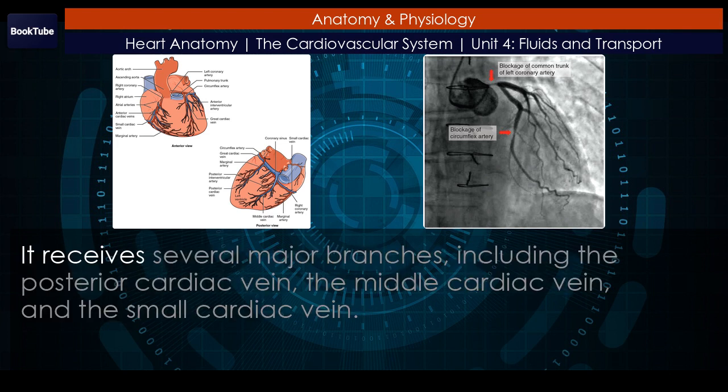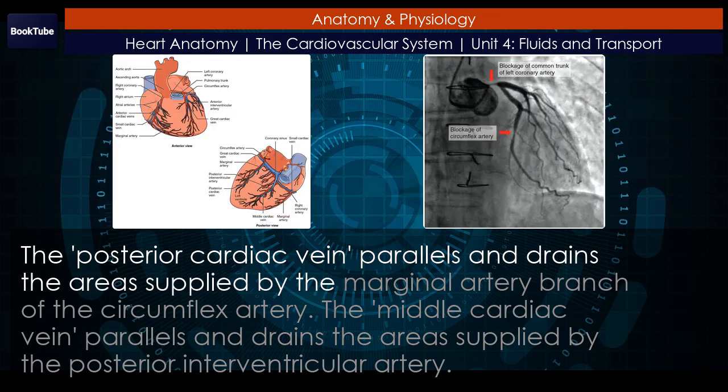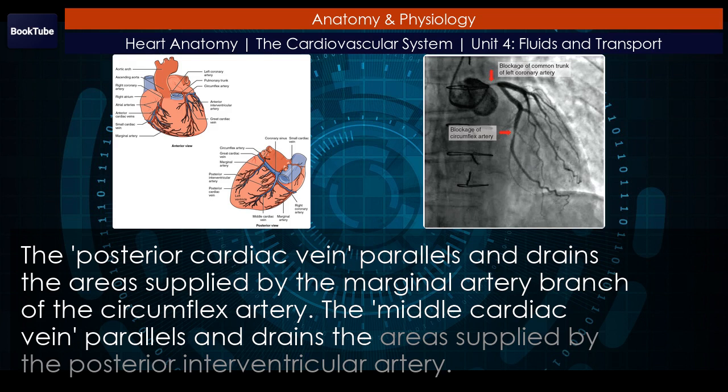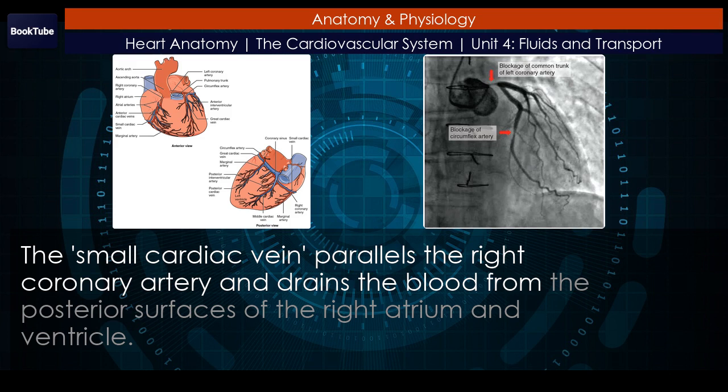It receives several major branches, including the posterior cardiac vein, the middle cardiac vein, and the small cardiac vein. The posterior cardiac vein parallels and drains the areas supplied by the marginal artery branch of the circumflex artery. The middle cardiac vein parallels and drains the areas supplied by the posterior interventricular artery. The small cardiac vein parallels the right coronary artery and drains the blood from the posterior surfaces of the right atrium and ventricle.